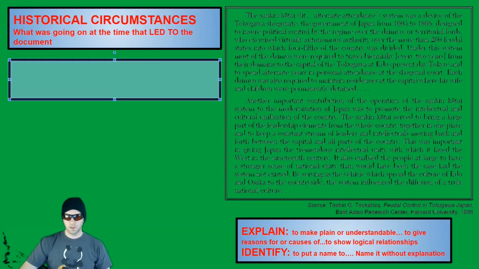Great. Okay, let's pretend that this was a document we're going to ask document questions on. Short answer, document questions. One of the questions could be the historical circumstances. What was going on at the time that led to the document? Well, remember, first thing always, what's our main idea? What's the document really about? That will help us answer these questions.